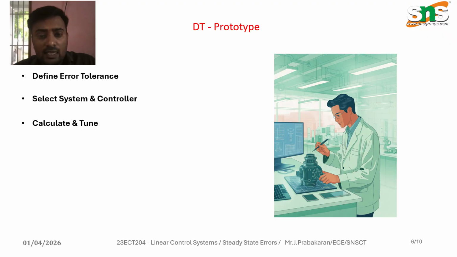Next, let us see how to design to meet an error requirement. First step is define error tolerance. For example, error should be less than 1%. And second step is select system and controller. Choose appropriate system type and include integral control if needed. And step 3 is calculate and tune. Find error constants and adjust system gain to meet specifications. This process ensures the system performs as required.